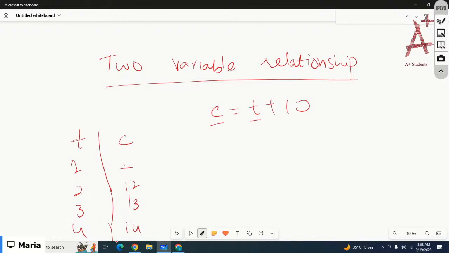So just put t equals 1 in the equation. 1 plus 10 makes 11, right? So c equals 11. That means the missing value here is 11, right? So basically this is the relationship between the two variables. One of the variables is c and one of the variables is t. Let's do another example.